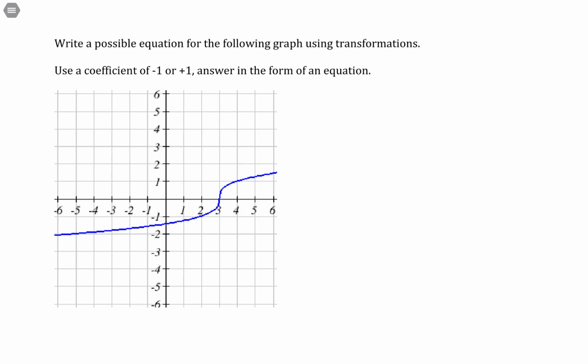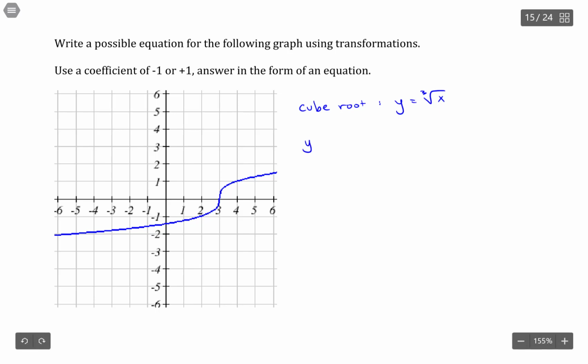So the shape of this graph, it looks kind of like a parabola lying on its side, but also it has a part that goes one direction and a part that goes the other direction. This is going to be the graph of a cube root function. The cube root function looks something like this, but we need to apply transformations to it.